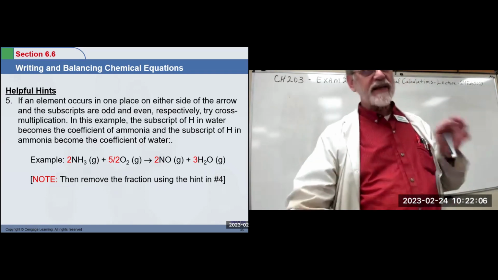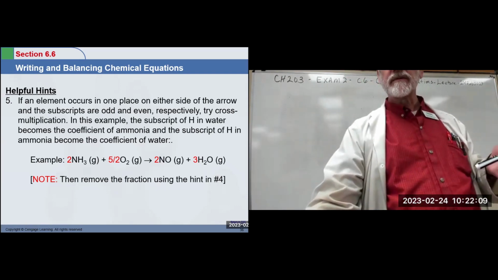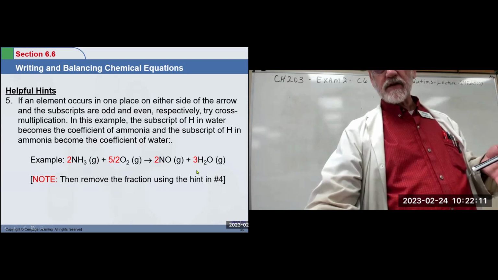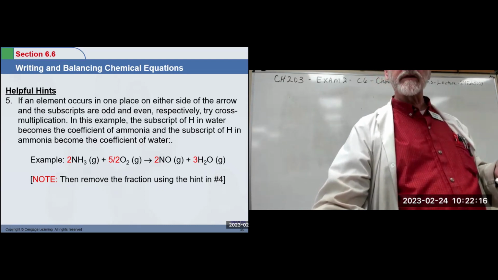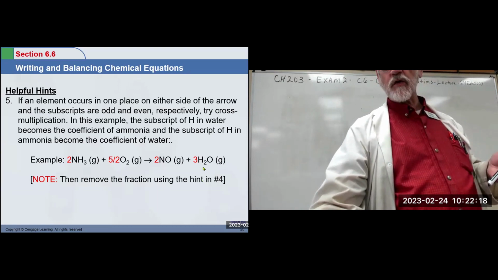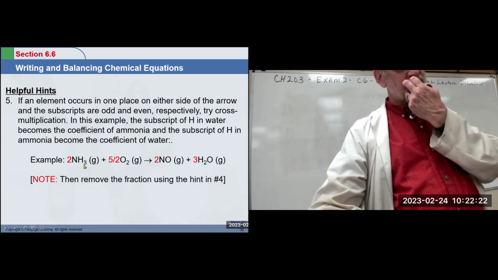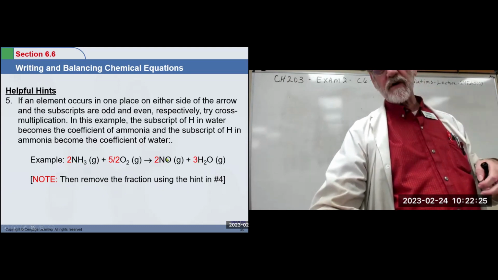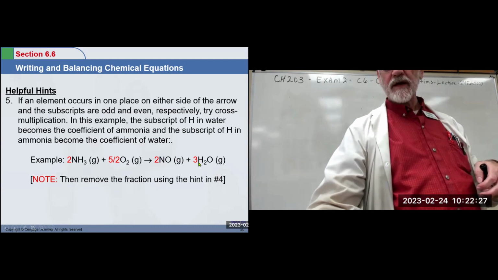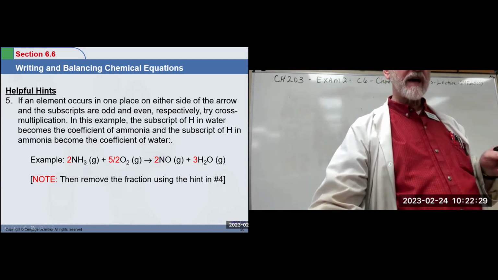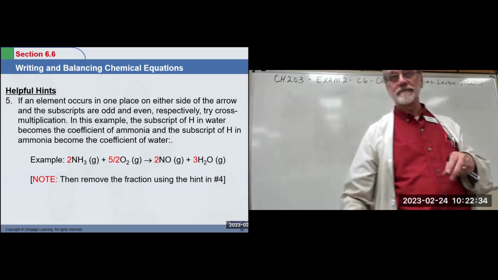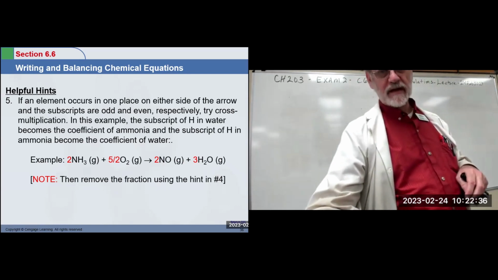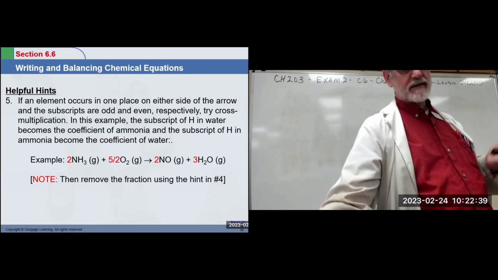And if you've got an odd and an even, that can be a problem. So in this case, I used a trick from math. It's called cross multiplication. So you take the 2 coefficient from hydrogen and you put it over here in front of the ammonia. And you take the 3 from this hydrogen and put it in front of the water. So that means that now you have 6 hydrogens on one side and 6 hydrogens on the other. Okay.